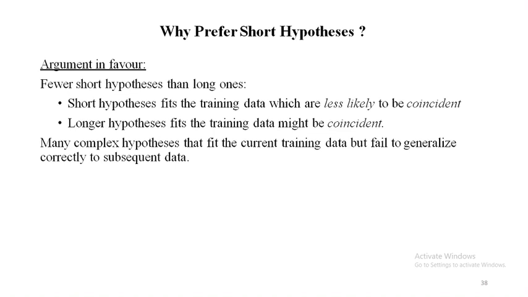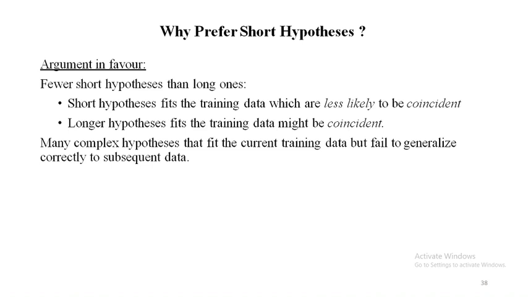Why prefer the short hypothesis? What is the reasoning behind preferring or choosing the shorter hypothesis? There are fewer shorter hypotheses than longer ones. Why is that? A short hypothesis that fits the training data is less likely to be a coincidence, right? The longer hypothesis that fits the training data might be a coincidence. You're choosing the shorter hypothesis which fits the training data, which is less likely to be coincidental.